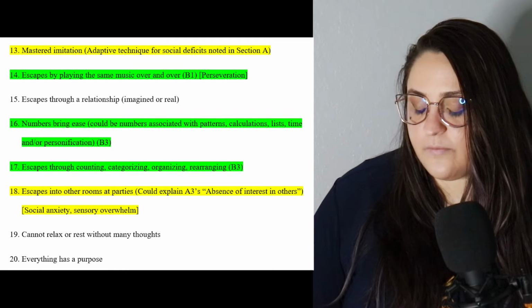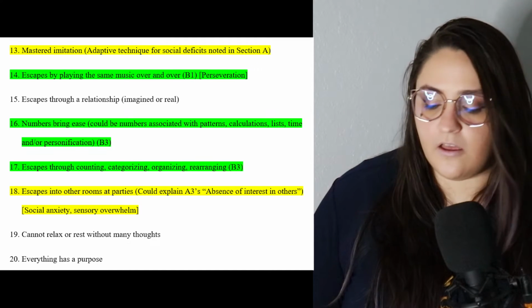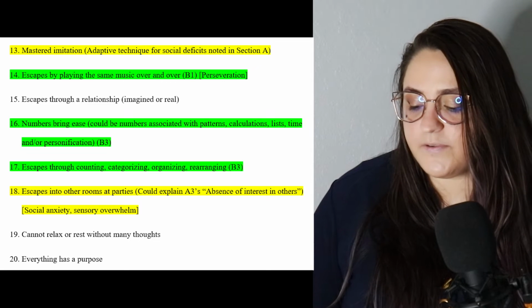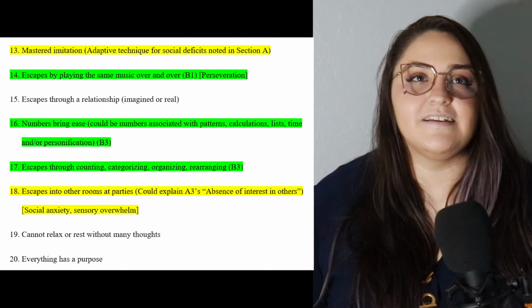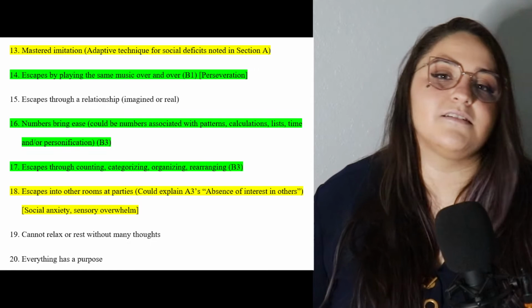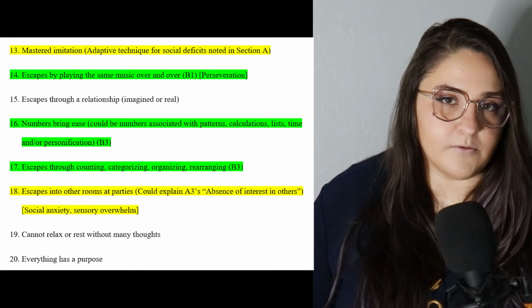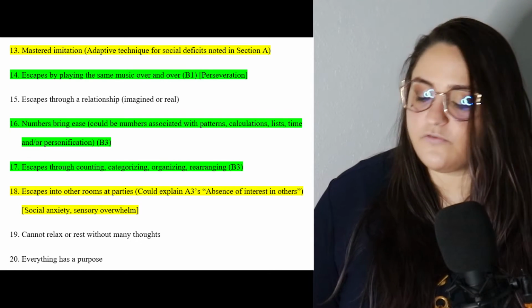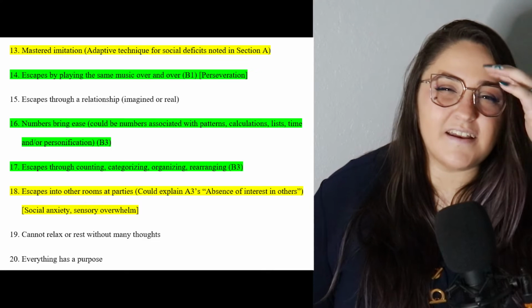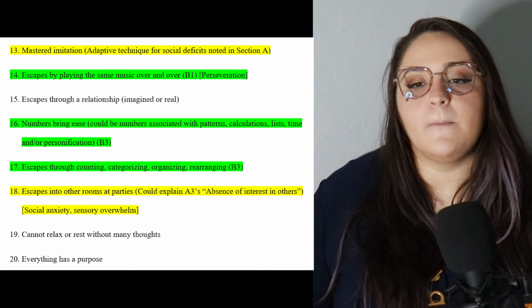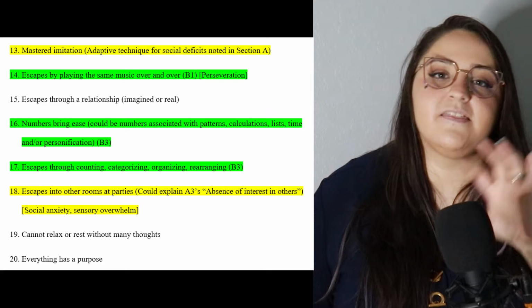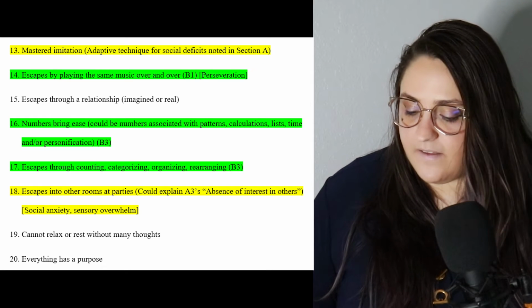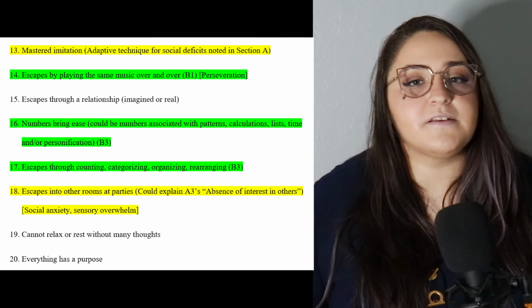Escapes into other rooms at parties. I marked this one yellow. I feel like it could explain A3's absence of interest in others, although I think this mostly speaks to social anxiety and sensory overwhelm, which is likely what's actually happening. Cannot relax or rest without many thoughts. This could technically fall under anxiety, but I feel like that might just be a bit too adjacent to really say this meets criteria, so we kind of left that one alone. Everything has a purpose.